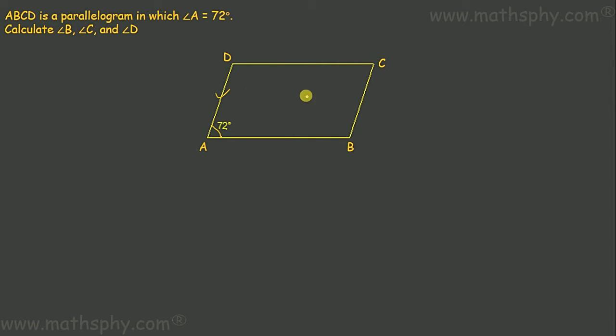It means opposite sides, this side and this side, will be parallel and equal. This side and this side will also be parallel and equal. Now, we have been given only one angle and we have to find the other three angles. Since this is a quadrilateral, angle A plus angle B plus angle C plus angle D put together will give you 360 degrees.